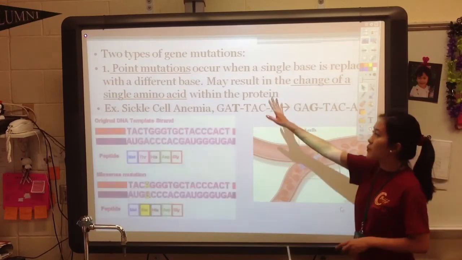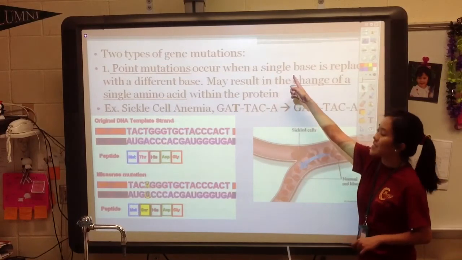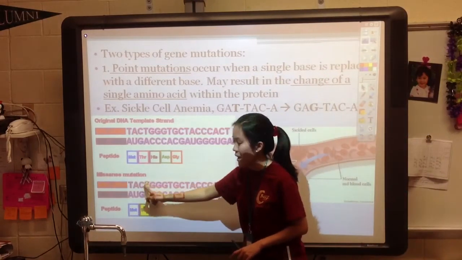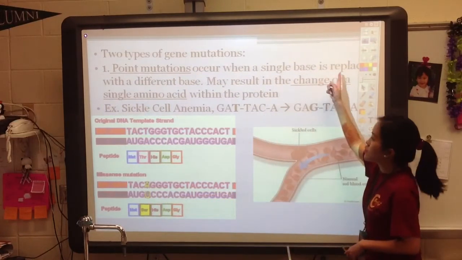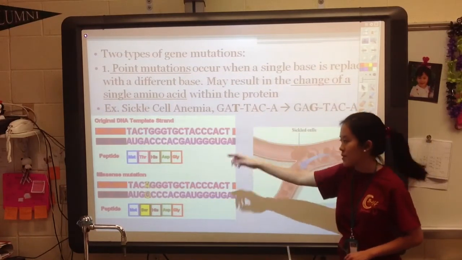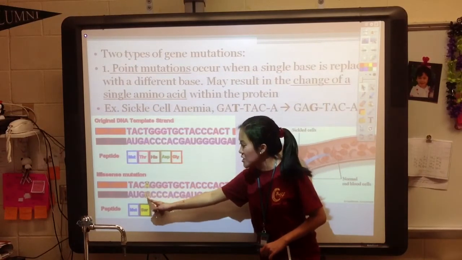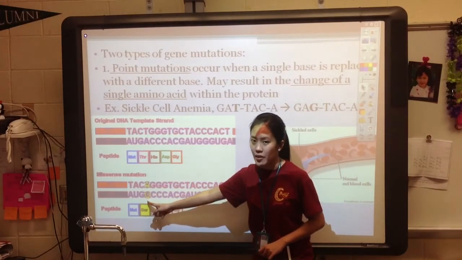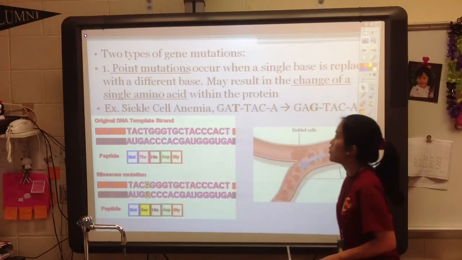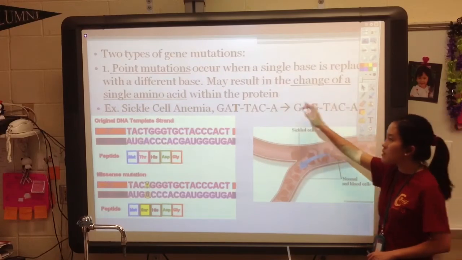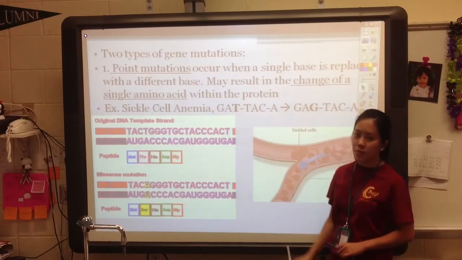The first one is called a point mutation, and this occurs when a single base, a single nitrogen base, like an A, is replaced with a different base. So instead of having a T being paired up with it, here you can actually see a U is accidentally paired with it. And that's your mutation. That's your point mutation. And this may result in the change of a single amino acid within the protein.